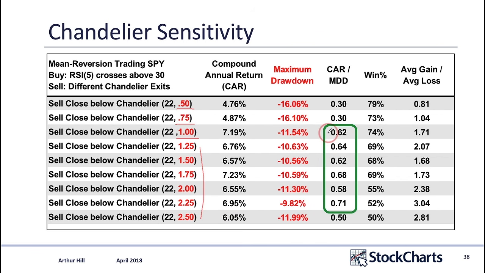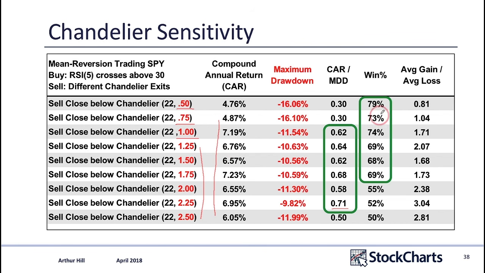And so you can see here that the CAR to the MDD ratio is the highest of what we've seen. So it gets above a half, and it gets all the way to 0.71 here when we have a 22-period ATR and a 2.25 point chandelier. You can also see that the compound annual return is relatively stable, going from around 5 to 7%.